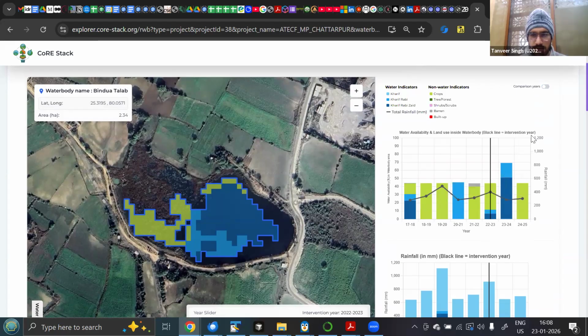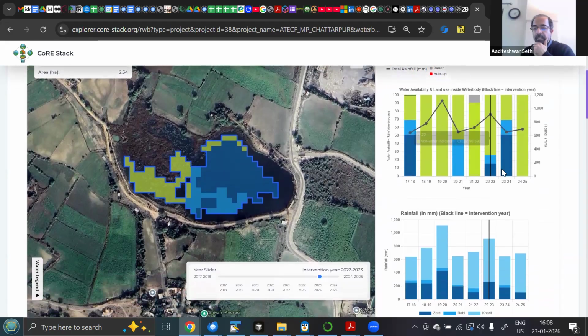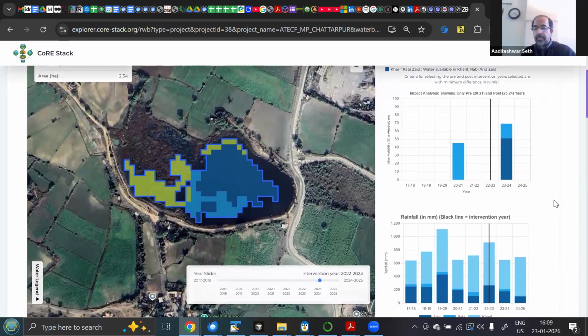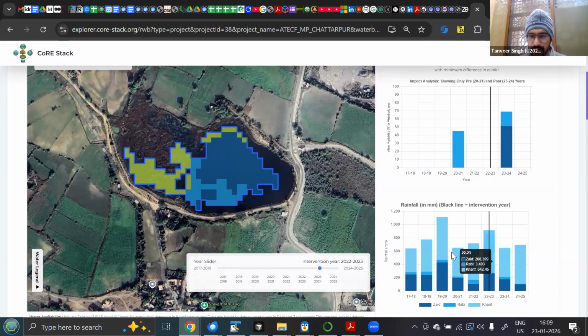What we're also doing in this comparison is trying to see, after the intervention, how much rainfall had happened, and which pre-intervention year, some year before the intervention, is this rainfall similar to. So you understand that comparison here means that this is the intervention. You take one year after the intervention and you see what the rainfall was in that year, and which previous year had similar rainfall.